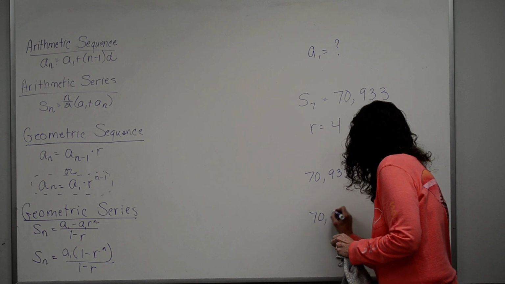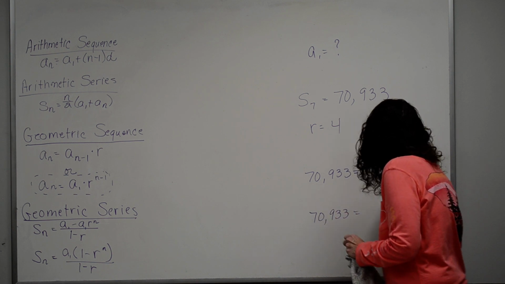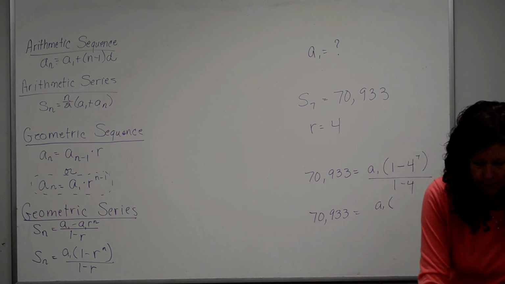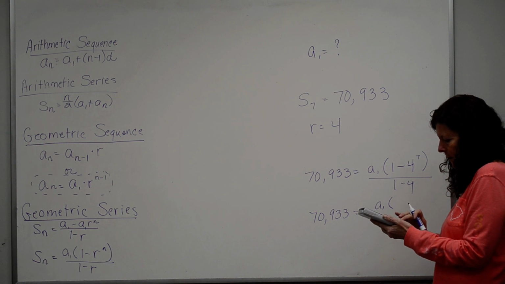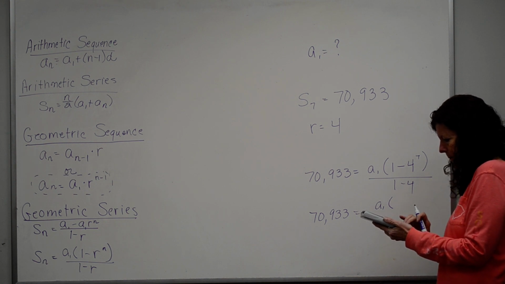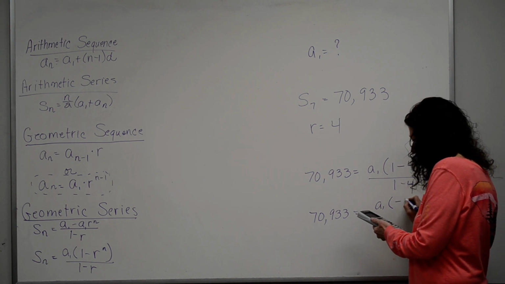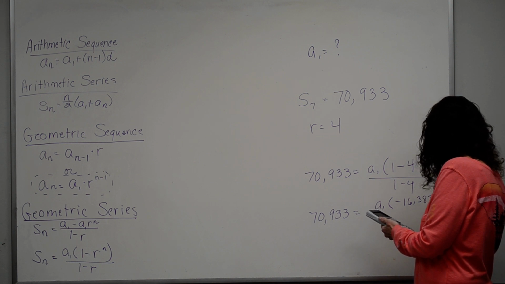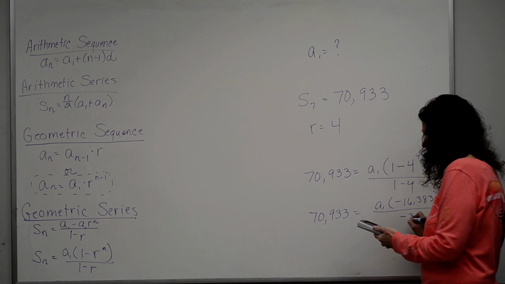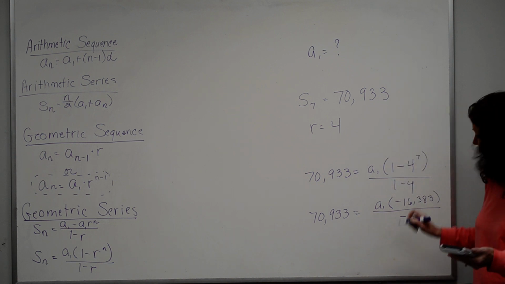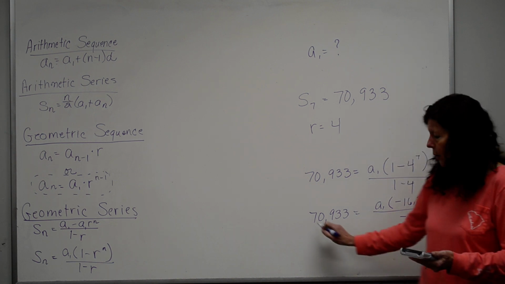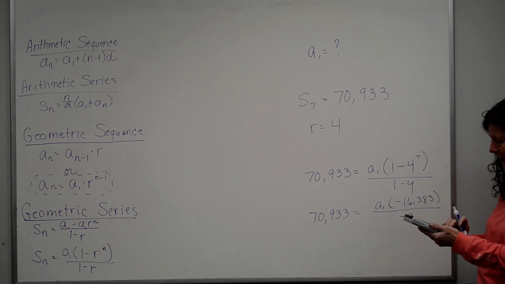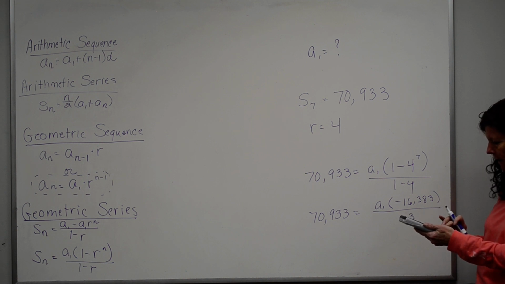So 70,933 equals a sub 1. Okay, I need to get a value there. So 1 minus 4 raised to the 7th power is going to give me negative 16,383 over negative 3. Now I can do this one of 2 ways. I can go ahead and get a value here, or I could multiply both sides by negative 3. It doesn't matter.